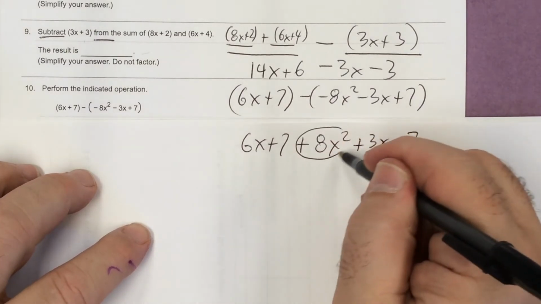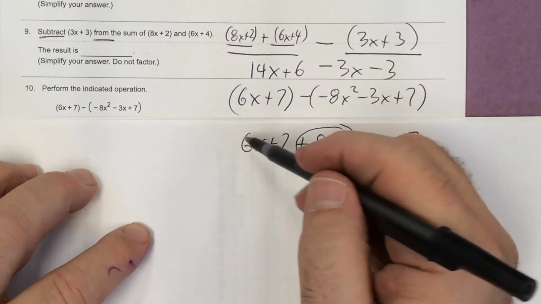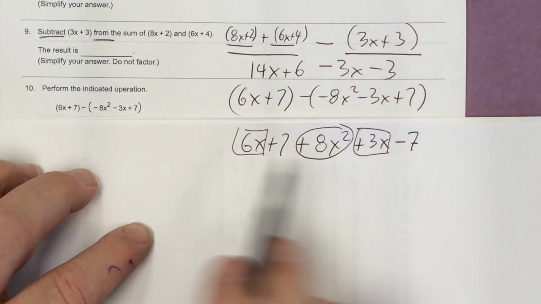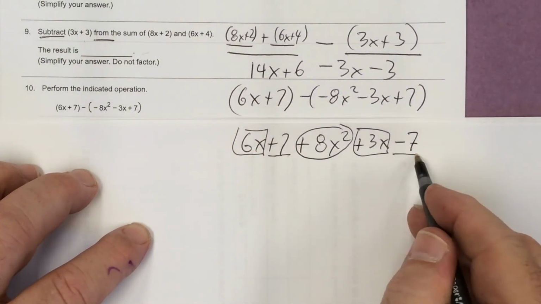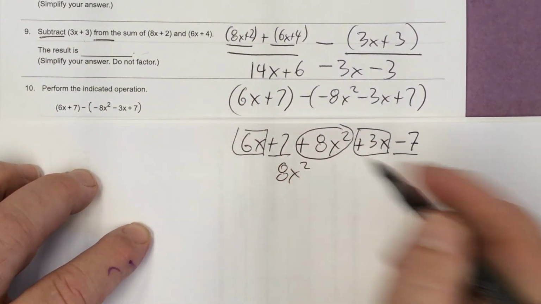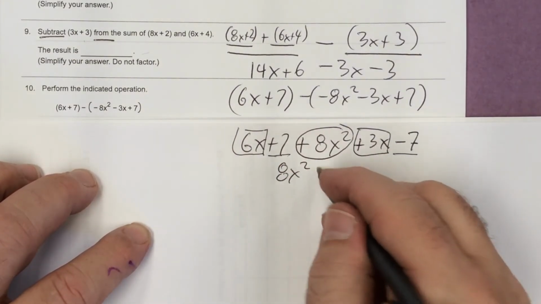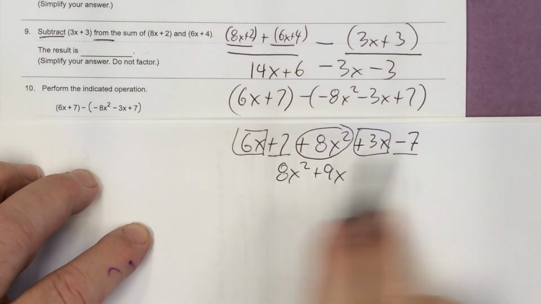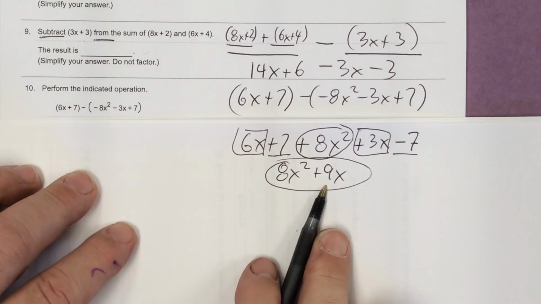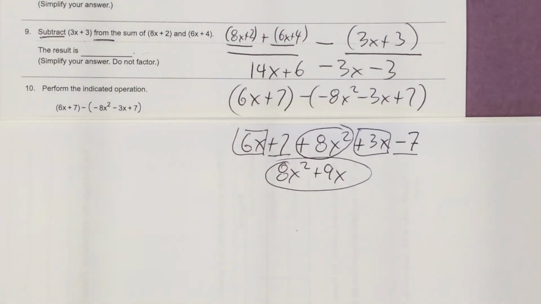In the case of 8x squared, there's nothing that will combine with it. In the case of 6x and positive 3x, these two things combine, and then I can combine the numbers. So we're going to be left with 8x squared. 6x plus 3x is 9x. And then 7 minus 7 cancel, leaving me this as my final answer to question 10.